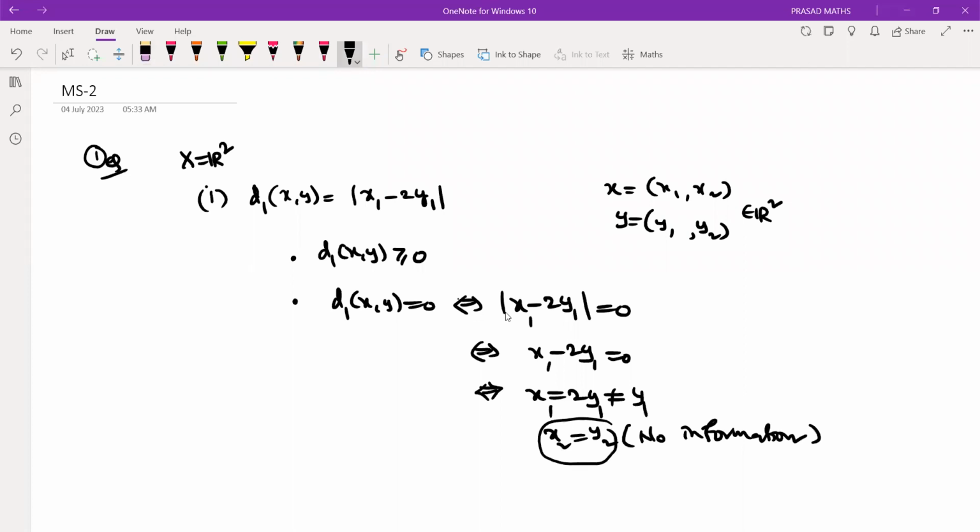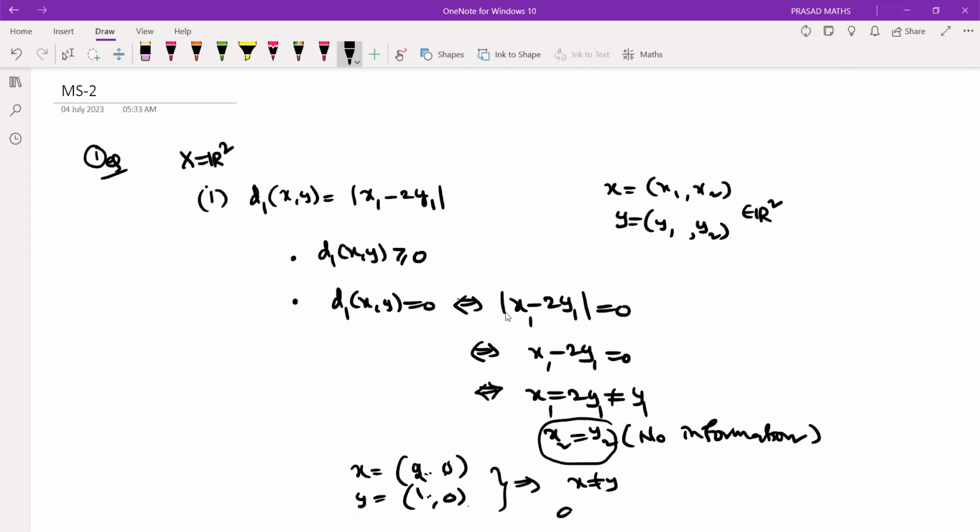So we can easily conclude, this is my guess. Now we can give a counterexample. Suppose x is equal to (1, 0) and y is equal to (1/2, 0), or you can take 2. So therefore what happens? x1 is equal to 2y1. This is x1, this is y1. x1 is equal to 2y1 is satisfied, so clearly x is not equal to y.